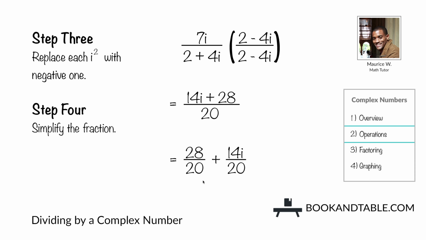And now we can simplify the fraction even further, this fraction here. So 28 over 20, we can divide the numerator by 4 and the denominator by 4, and that would give us 7 over 5, plus 14 can be divided by 2 and 20 can be divided by 2. So this would be 7i over 10. So the quotient of 7i divided by 2 plus 4i is equal to 7 over 5 plus 7i over 10.